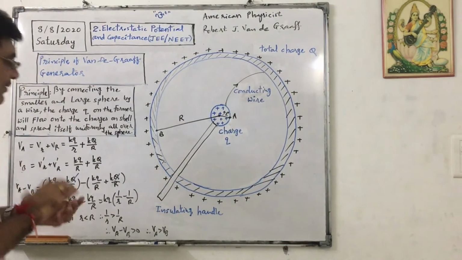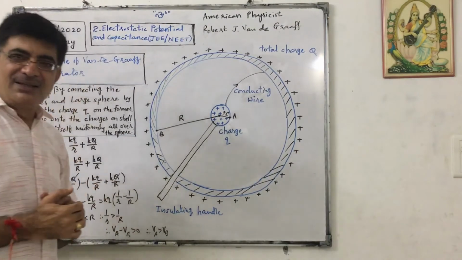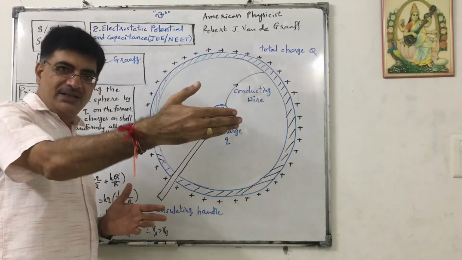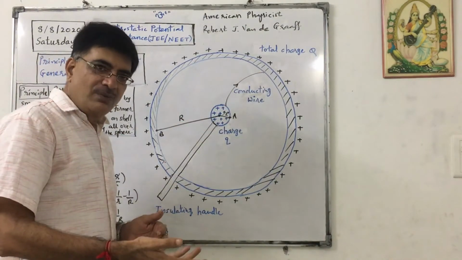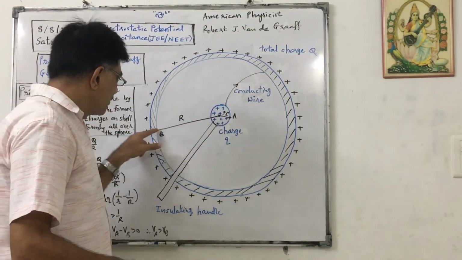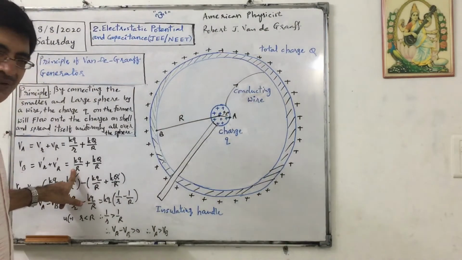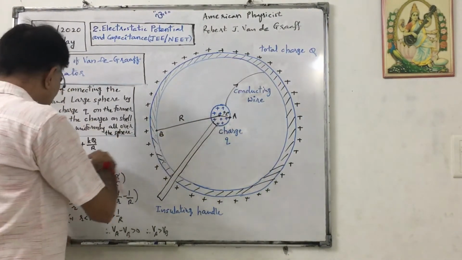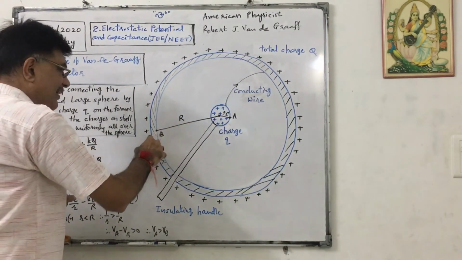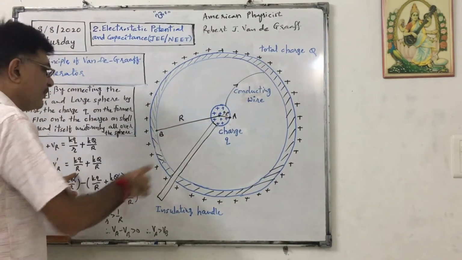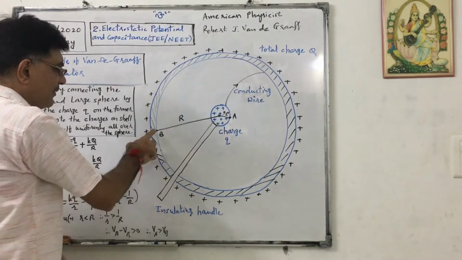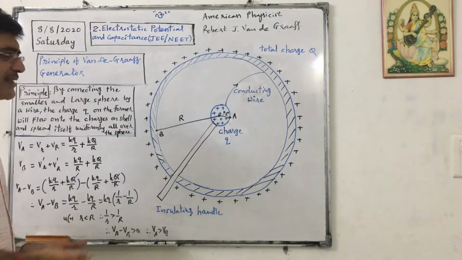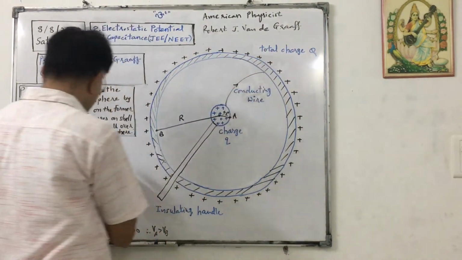Now we have to find the potential at point B. For the small sphere, B is an outside point, so the formula is K into small q upon the total distance, that is capital R. V at B, that is V dash due to small r plus V dash due to capital R. V dash due to small r is K small q upon capital R. And we know that B is on the surface of the shell, so for the shell the equation is K into capital Q upon capital R.